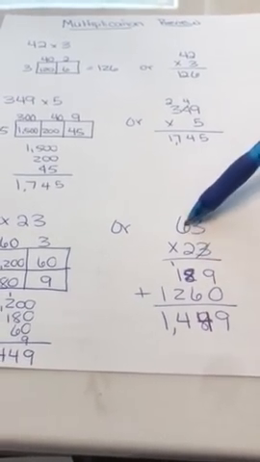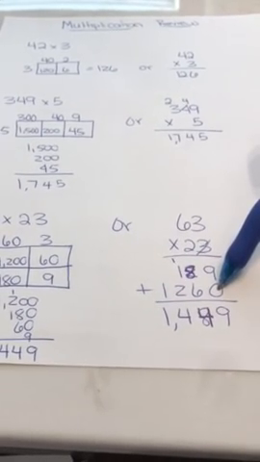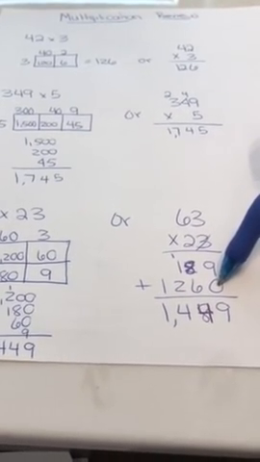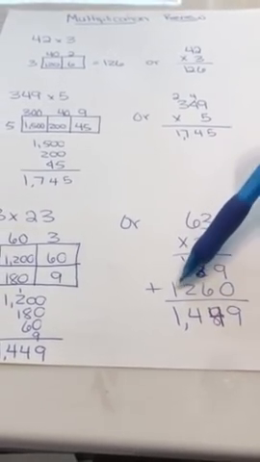Okay, then 3 times 6 is 18. I get rid of that, drop my 0. Don't ever forget that 0 on the second row. 2 times 3 is 6. 2 times 6 is 12.